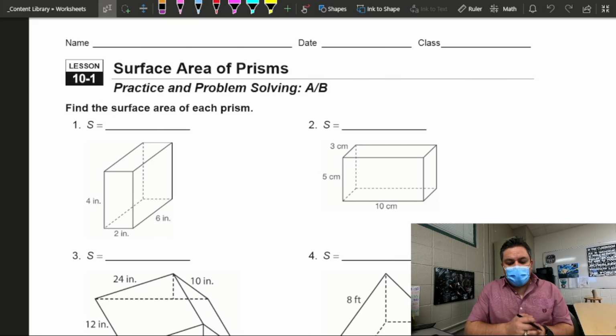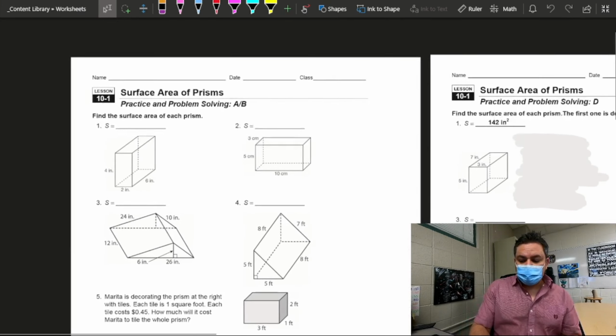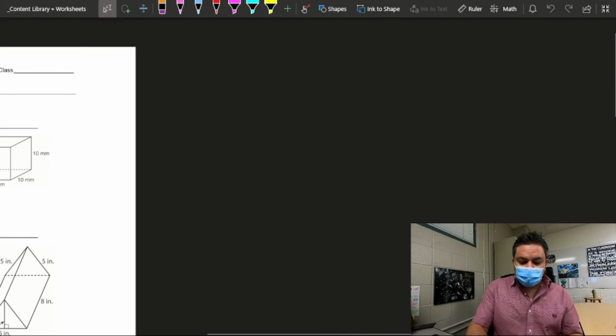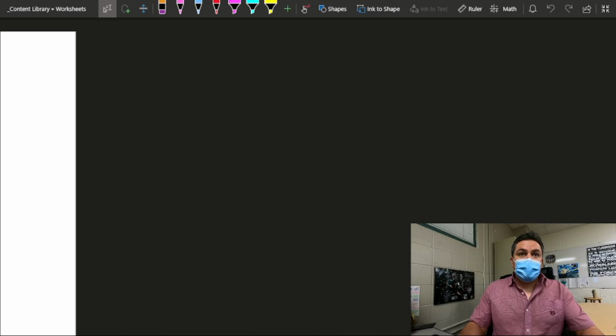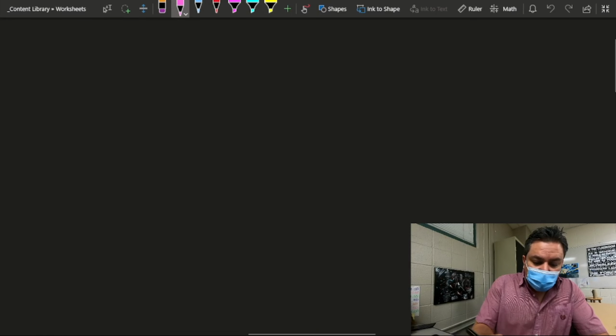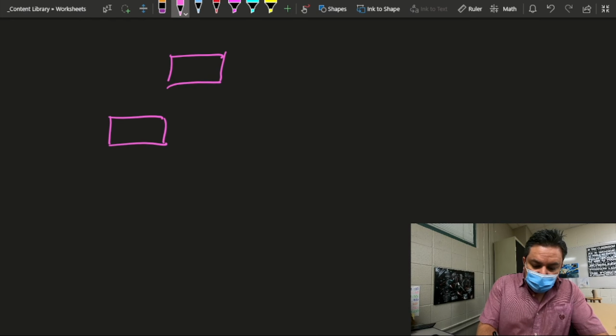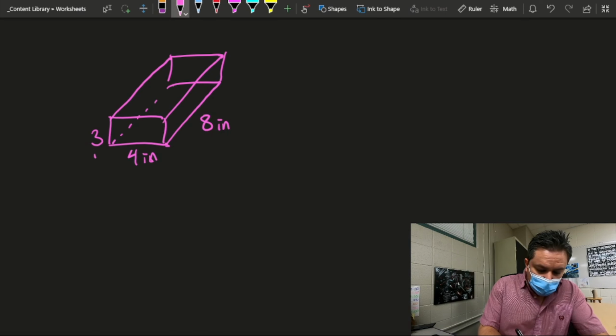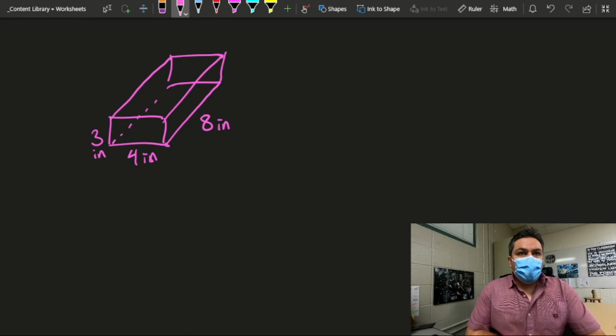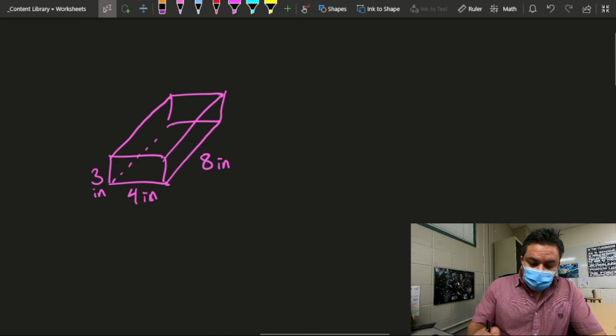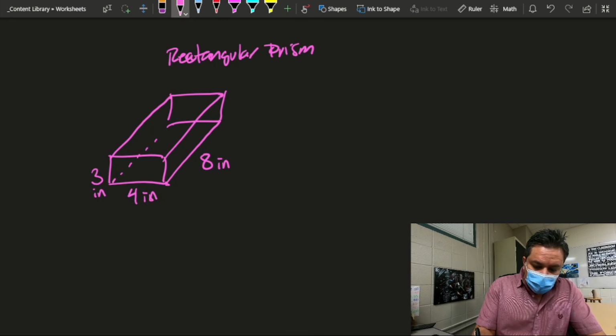So surface area of prisms. We have, in this case, rectangular and triangular prisms. The name of the prism is going to tell you what the shape of the base is. So for example, I'm going to draw a shape right here, and I'm going to put some numbers with it. So this right here, what shape is this? We know it's a prism, but what type of prism? Rectangular prism. So this right here is a rectangular prism.